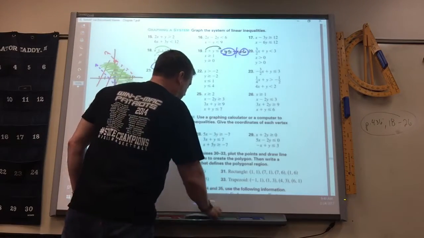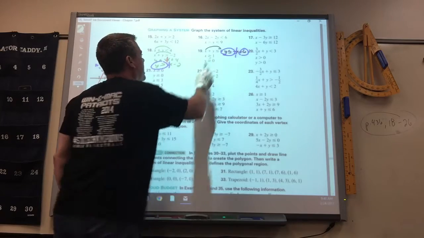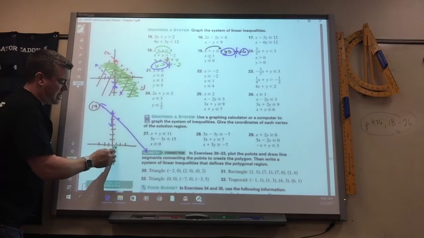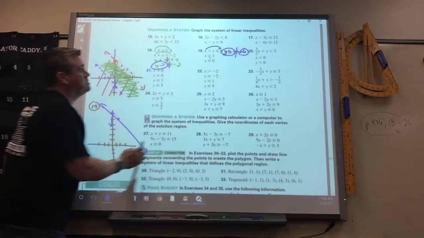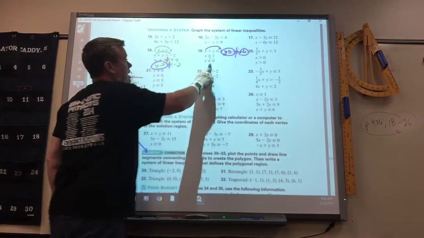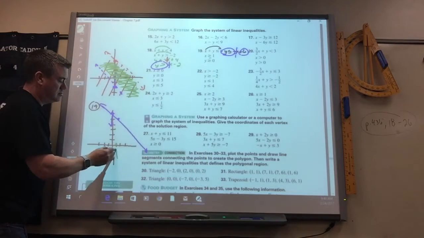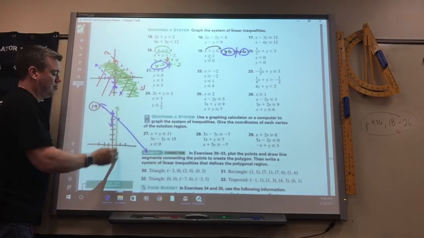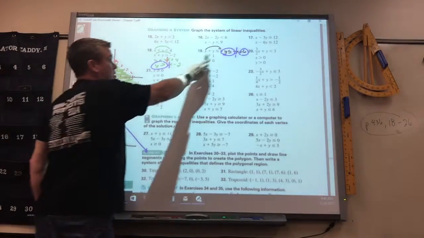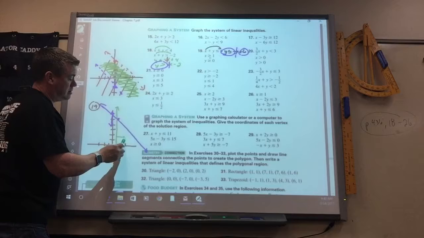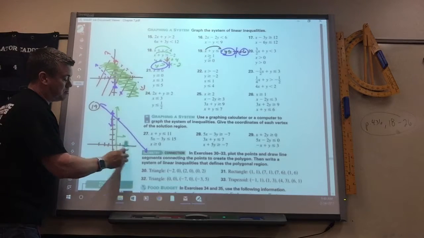So then, x is greater than or equal to 1, crosses the x-axis at 1. So all of these you see are solid lines. It's greater than, so that's everything to the right. So right now this part is shaded.